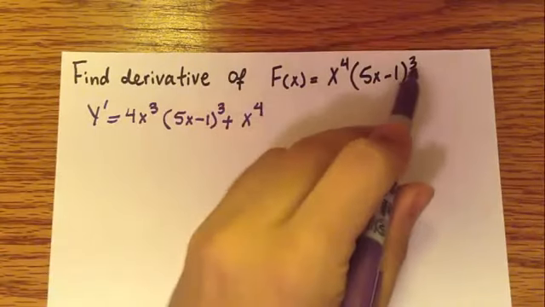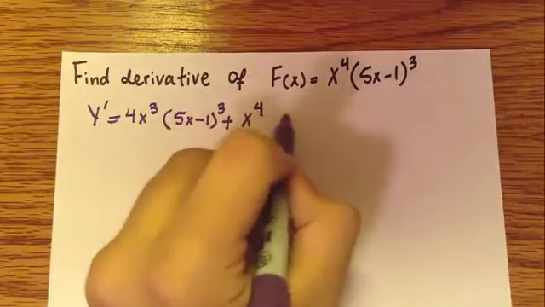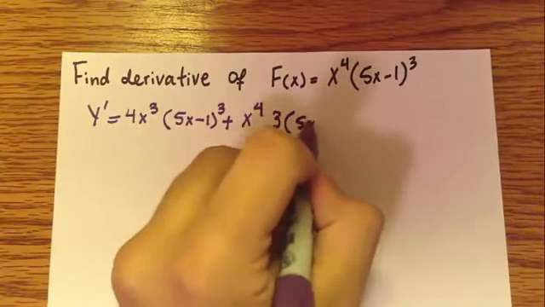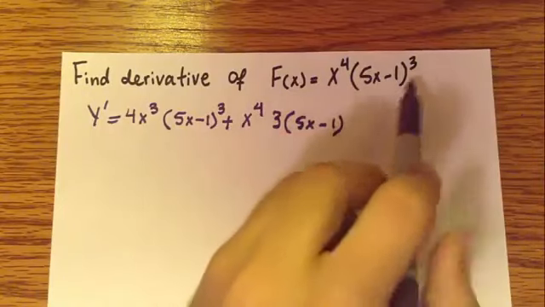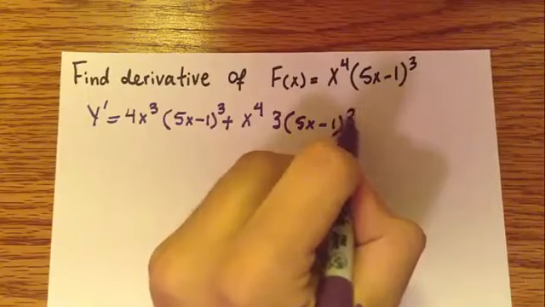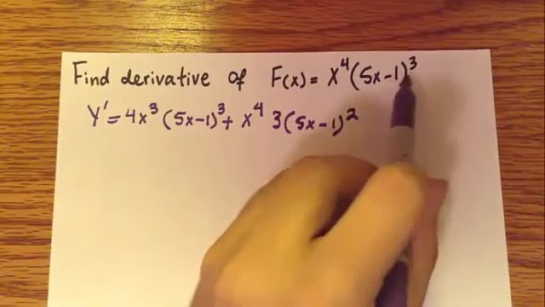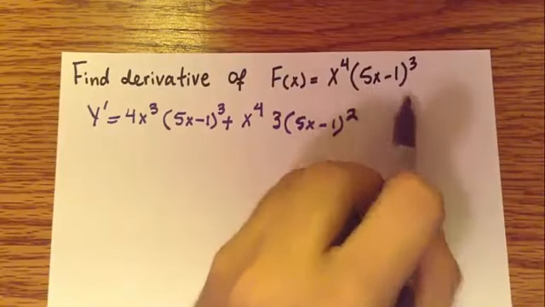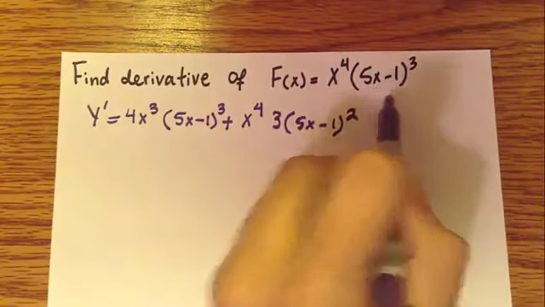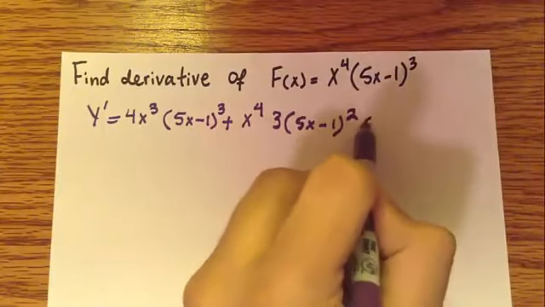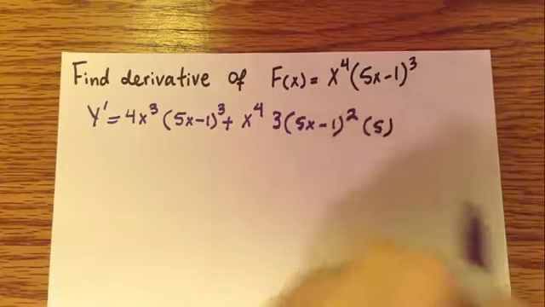So I'm going to take the derivative of the power first. So I'm going to have 3 times (5x minus 1). Then I'm going to drop the power by 1, so I'm going to have (5x minus 1) squared. Then I'm going to take the derivative of whatever I have inside the parentheses. So 5x minus 1, derivative of 5x is just going to be 5, derivative of 1 is 0. So I only need 5.